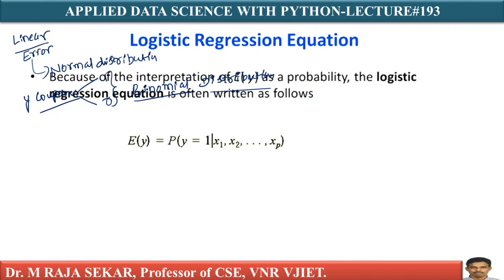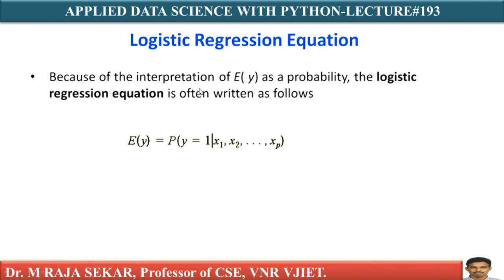What is this expected value? E of phi, what is the meaning of this one? Because of the interpretation of E of phi as a probability, the logistic regression equation you can write like this: E of phi equal to P of y equal to 1. What is y? Y is coupon. Y equal to 1 means using coupon for given independent variables x1, x2, and so on, xp. So we are going to find out the expected value of y.